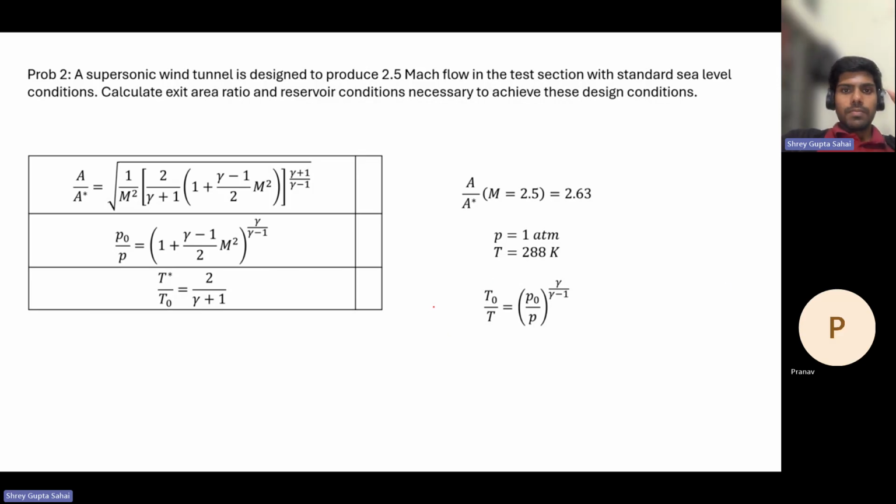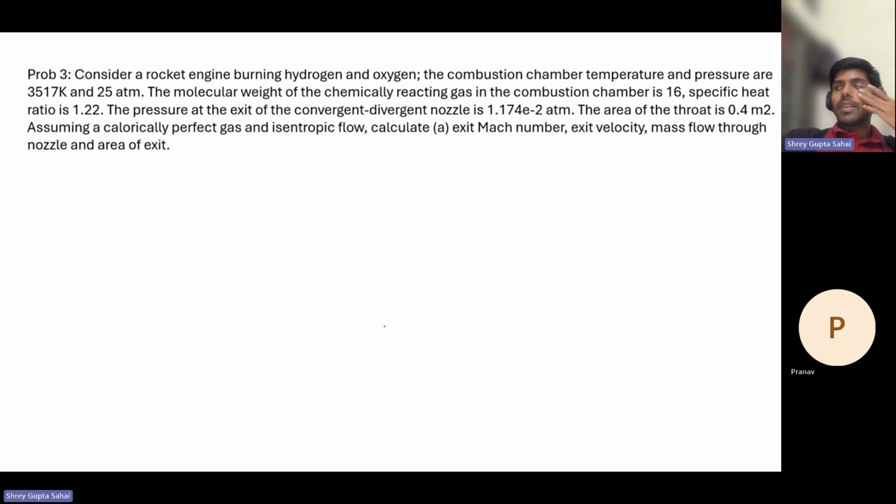Let's go to problem 3. Consider a rocket engine burning hydrogen and oxygen. The combustion chamber temperature and pressure are these values. The molecular weight of the chemically reacting gases in the combustion chamber is 16. The specific heat ratio is this. The pressure at the exit is given to us, and the area of the throat is given to us. We need to calculate the exit Mach number, exit velocity, mass flow through the nozzle, and area of the exit. Maybe we can do this problem properly. Okay, so let's do that problem.